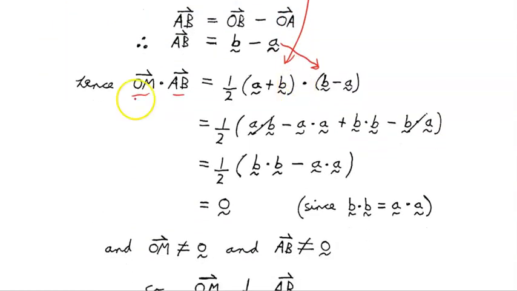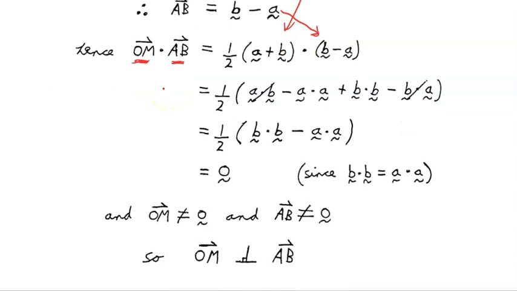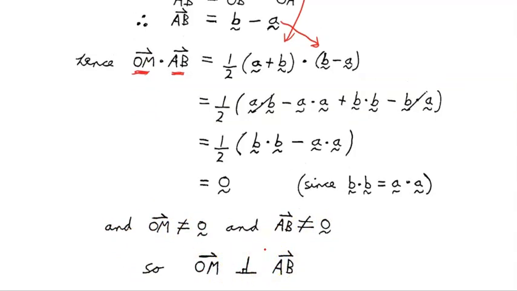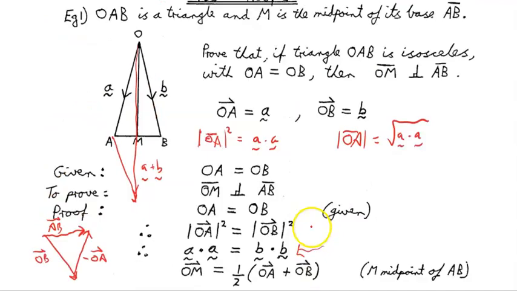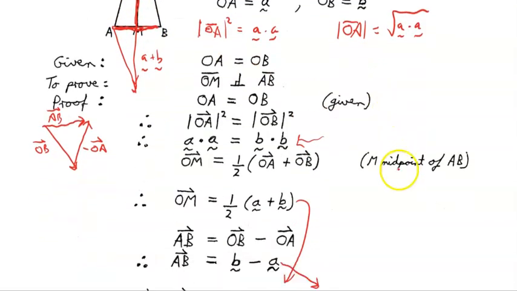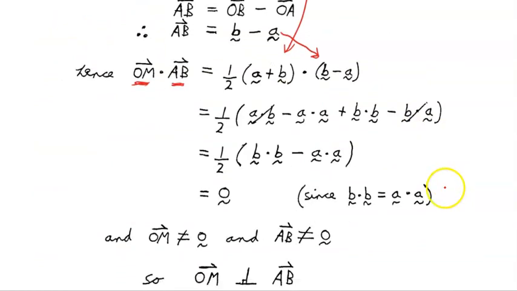Well, if OM dotted with AB is 0, that means they must be perpendicular, given that OM is not 0 and AB is clearly not 0. So that means that OM is perpendicular to AB. And coming back to the diagram, that means that OM here is perpendicular to AB here. All right, so we've established our first result.